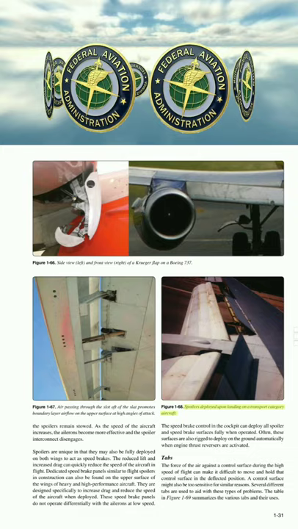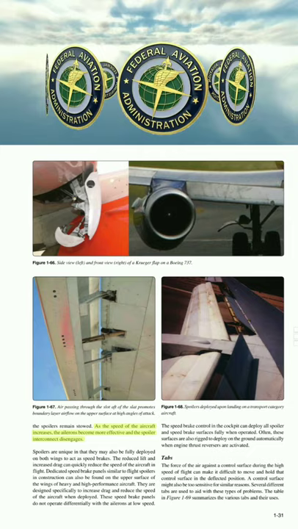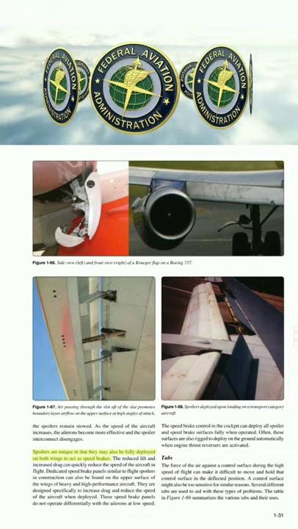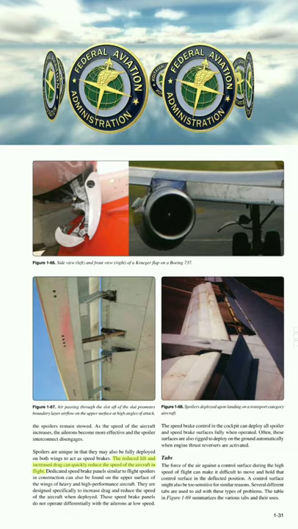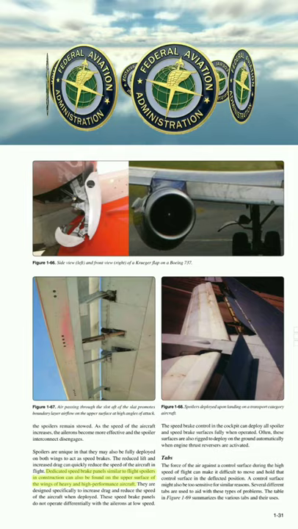As the speed of the aircraft increases, the ailerons become more effective, and the spoiler interconnect disengages. Spoilers are unique in that they may also be fully deployed on both wings to act as speed brakes. The reduced lift and increased drag can quickly reduce the speed of the aircraft in flight. Dedicated speed brake panels similar to flight spoilers in construction can also be found on the upper surface of the wings of heavy and high-performance aircraft.